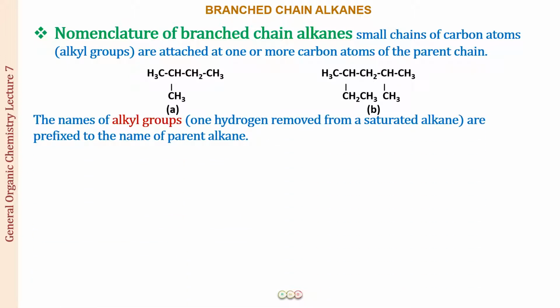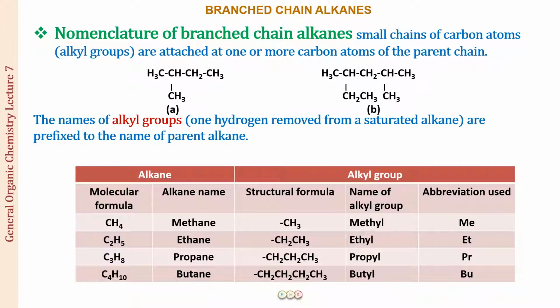Quickly revising, what are alkyl groups? They are the groups where one hydrogen has been removed from a saturated alkane. And how are we going to name these alkyl groups? We will be taking the word root of the parent alkane minus the ane and adding a YL. I hope that is clear to you. For example, we have methane, minus the H from that you will get CH3, and the name of the alkyl group is going to be meth plus YL. So we have ethane and ethyl, propane and propyl, butane and butyl.